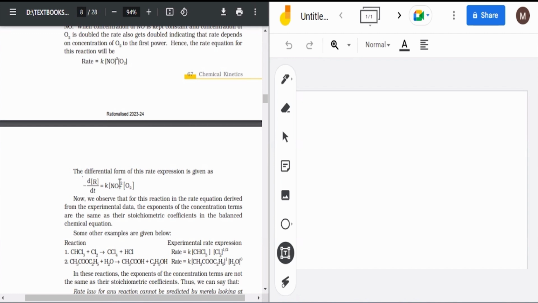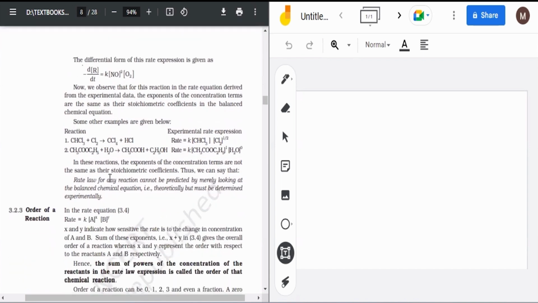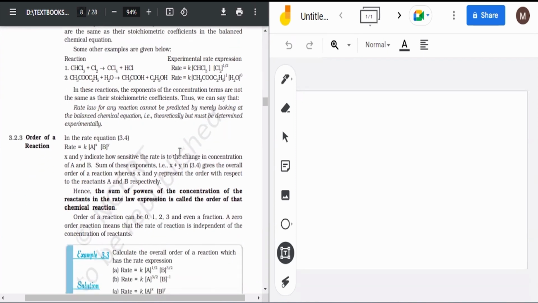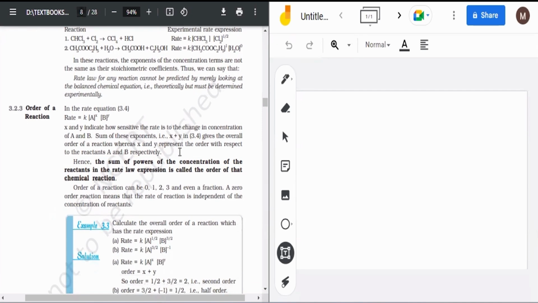We use minus dr by dt, as I told you, because reactants are being consumed. In a similar way, here this stoichiometric coefficient is 1, but Cl2 has power half, because it does not depend upon the stoichiometric coefficient. Here also, H2 has power 0, but here the H2 coefficient is 1. So you have to see that by doing the reaction, there is no other way.